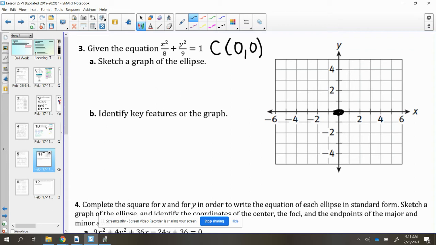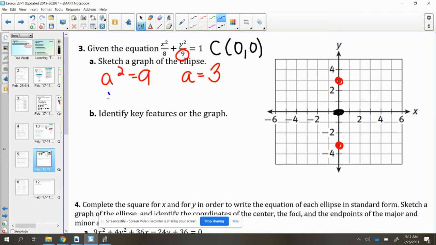Okay, and our A parameter this time, the A value is the bigger value, so A squared is 9, which means that A is going to be the square root of that, so just 3, which means because it's underneath the Y values, that means we are 3 units from the center on each of our 2 axes.